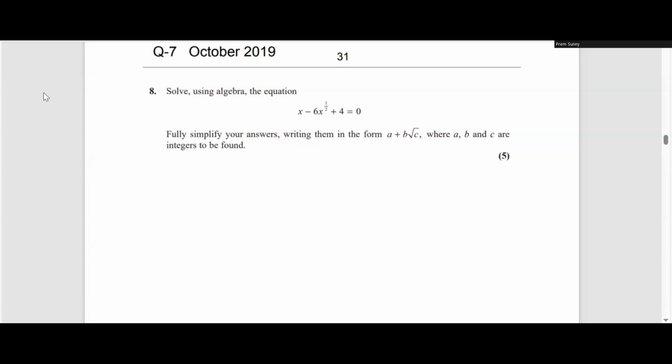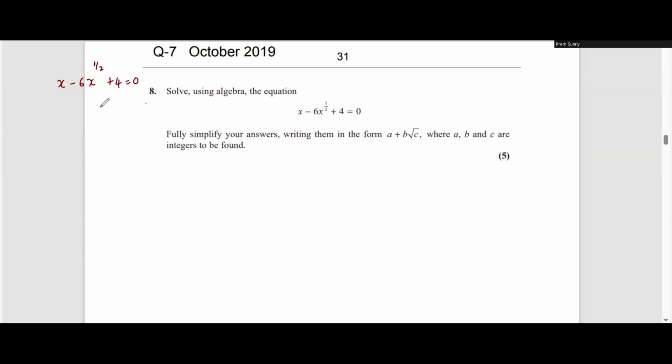Solve using algebra the equation x minus 6x to the power of 1 by 2 plus 4 is equal to 0. Fully simplify your answers, writing them in the form a plus b root c, where a, b, c are the integers to be found. So in this case, x minus 6x to the power of 1 by 2 plus 4 is equal to 0.